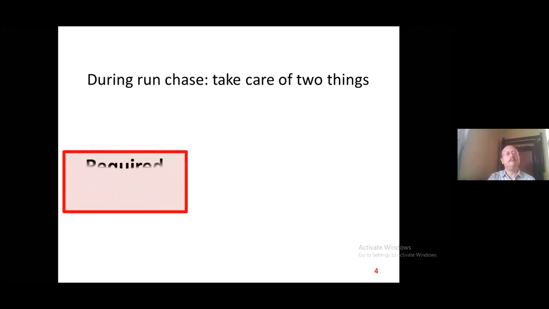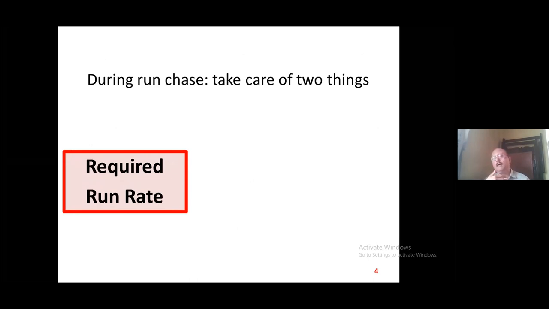So what happens during this run chase? Because chasing is with a deterministic target, we will talk about the run chase, or the team batting second, first. We are going to spend more time on the performance measurement of the team batting second. And then we will go back to the other part of the question: what happens about performance measurement for the team batting first, which is a harder problem.